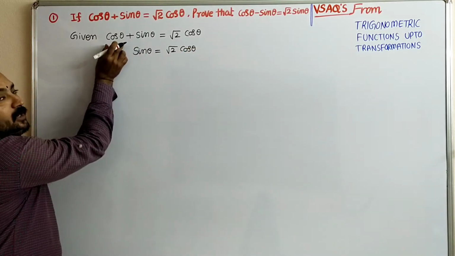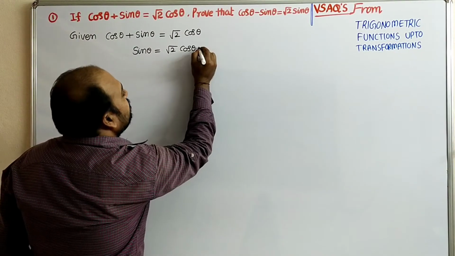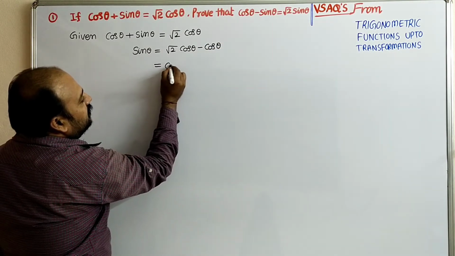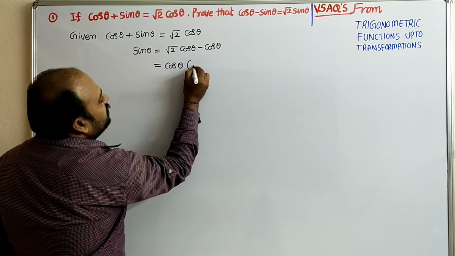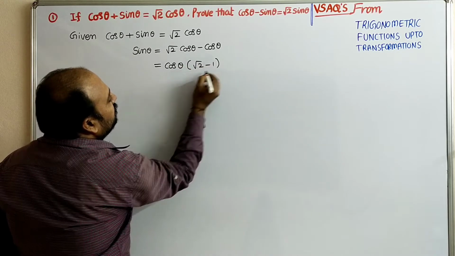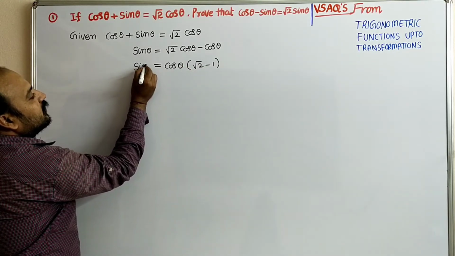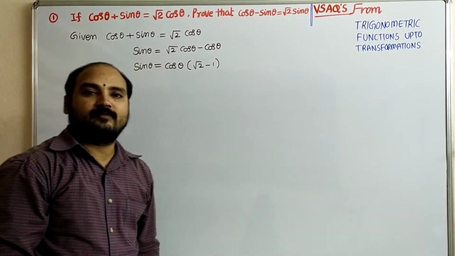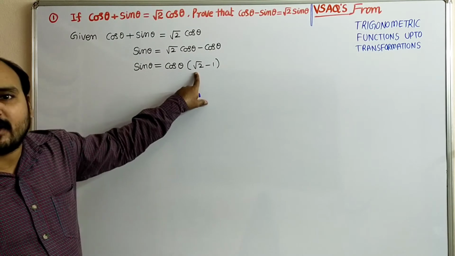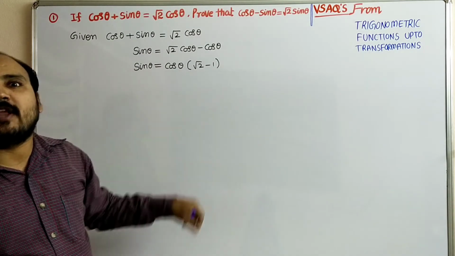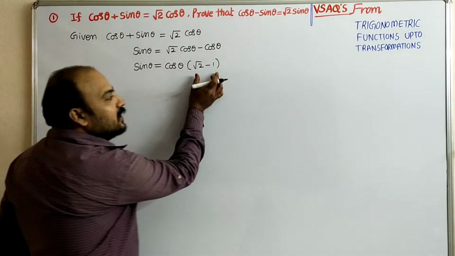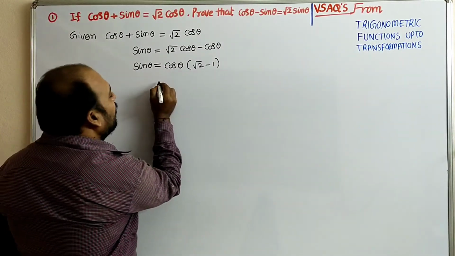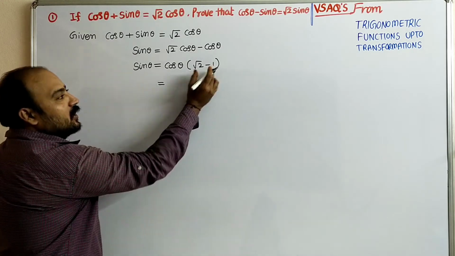Here cos theta we are taking from LHS to RHS, minus cos theta. Now take common cos theta. The rest of the term is root 2 minus 1. So therefore sin theta equal to cos theta into root 2 minus 1. So here the rationalizing factor of root a minus b is root a plus b. So rationalizing with respect to the numerator. Numerator is root 2 minus 1, so multiplying and dividing by root 2 plus 1.